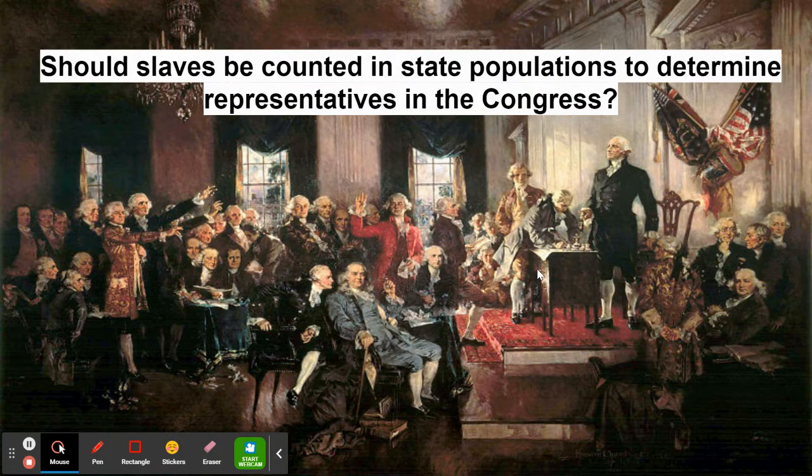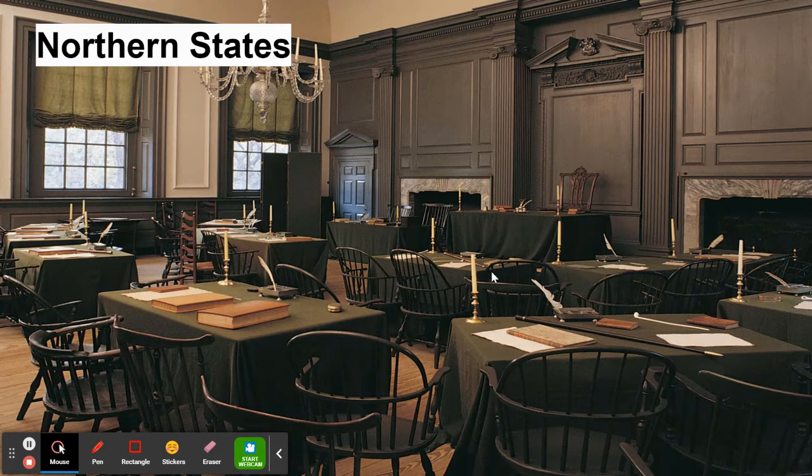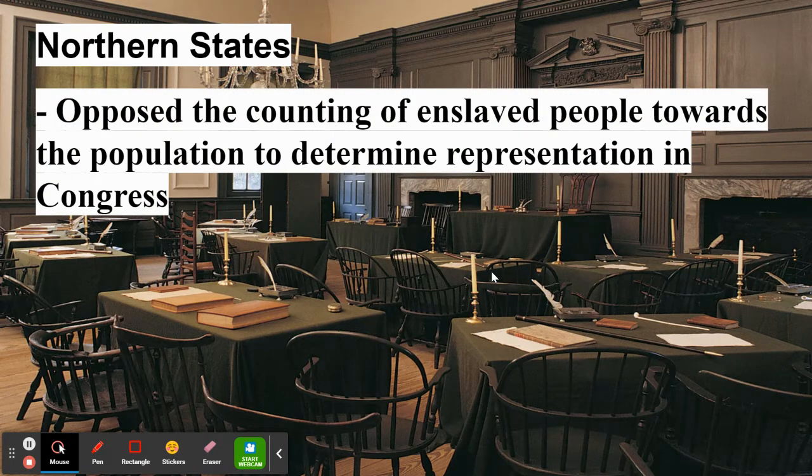Another issue that the delegates faced at the Constitutional Convention: should enslaved people be counted in the state population to determine representation in Congress? So, should enslaved people be counted towards the population? Northern states said no. They opposed the counting of enslaved people towards the population to determine representation in Congress. So northern states opposed this idea.